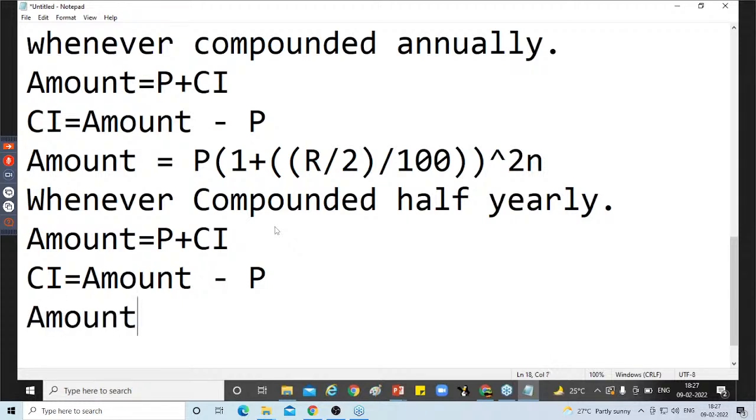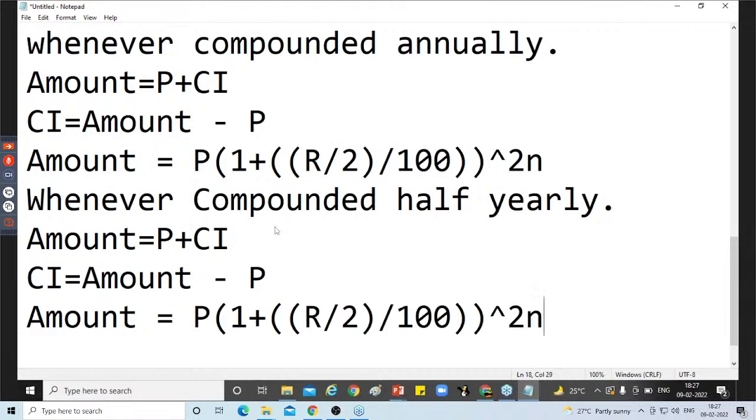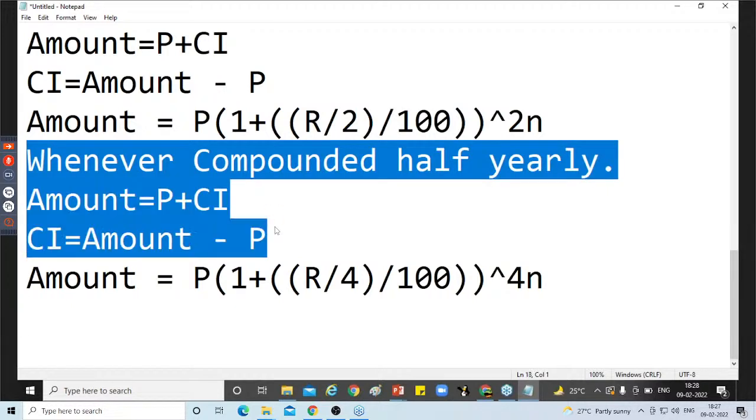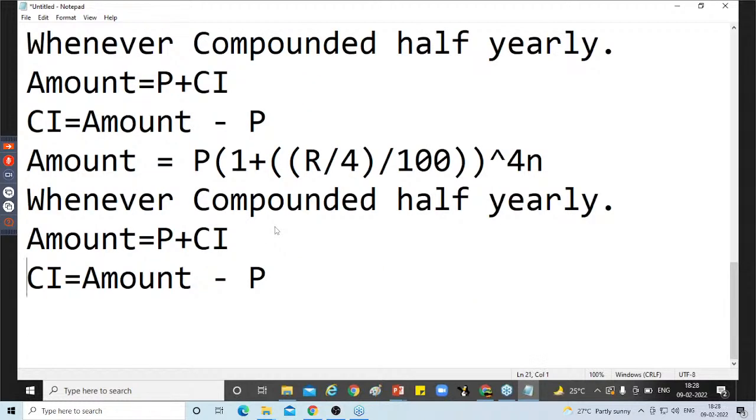Next one, amount is equal to P into (1 plus (R by 4) by 100) whole power 4n. So this is applicable whenever we have to calculate the compound interest quarterly, meaning for every 3 months. R is the rate of interest per annum, for a year.